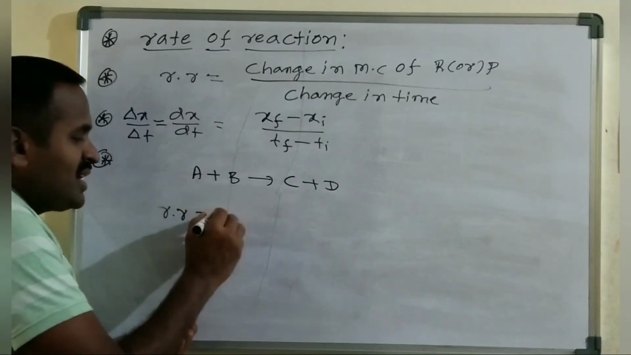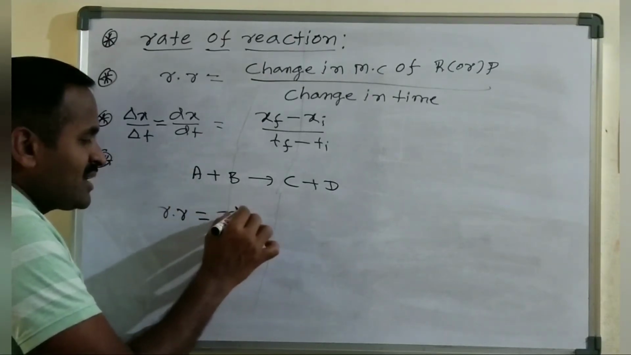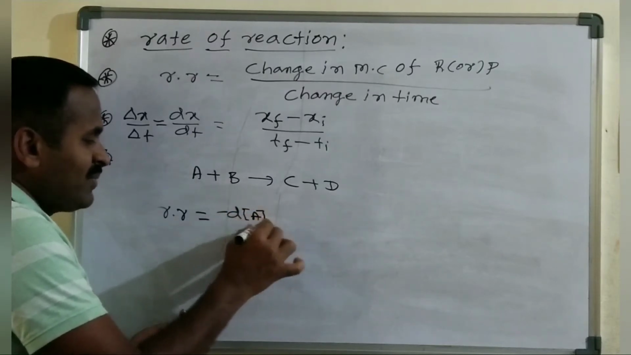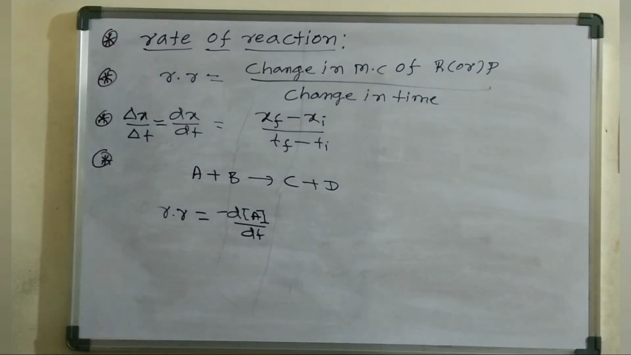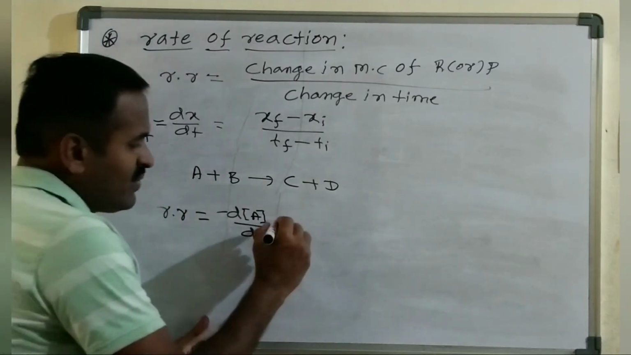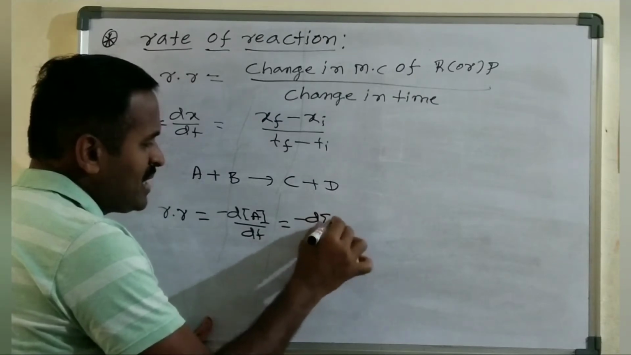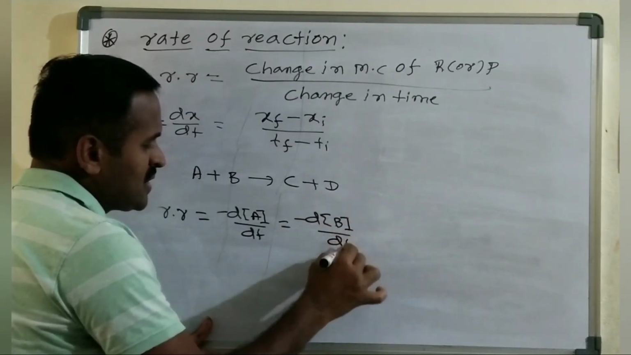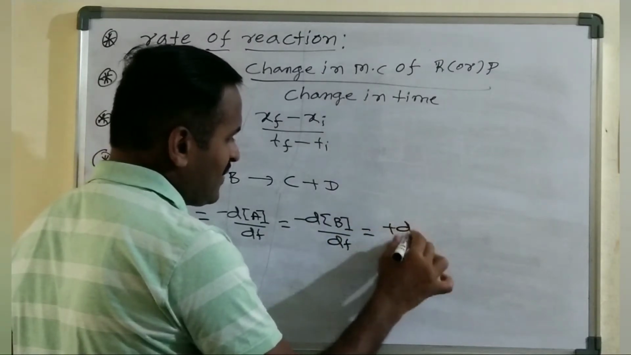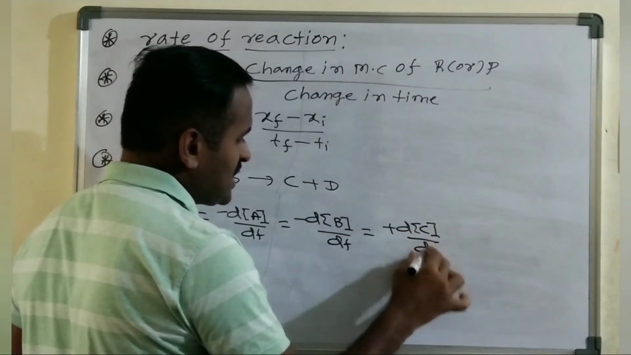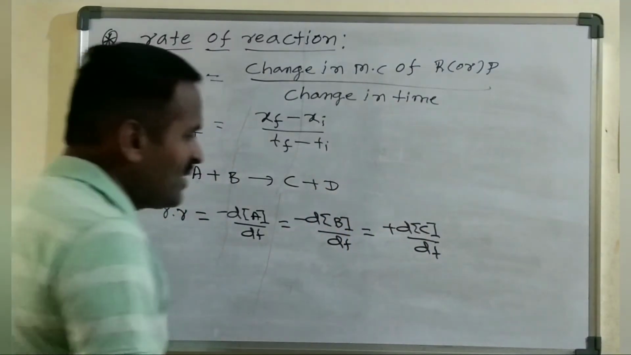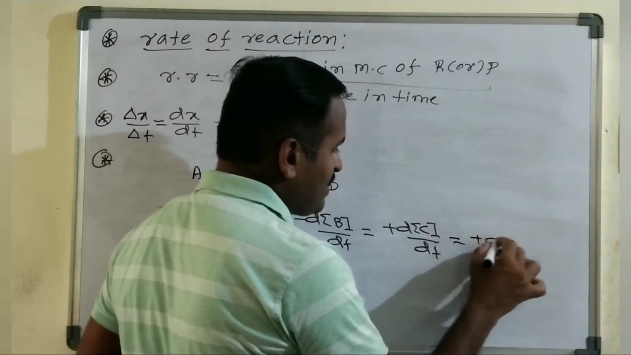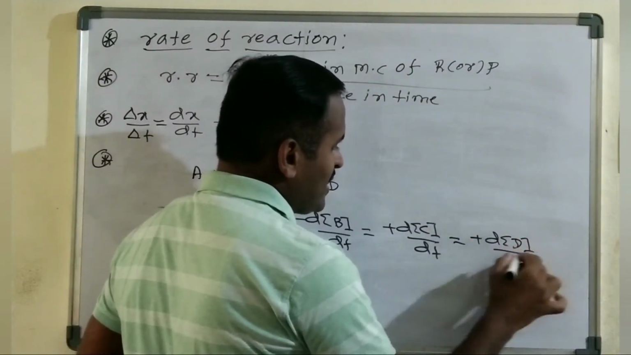The disappearance of A with respect to time, I can write as minus d of A divided by dt. Why have I written this minus sign? The minus sign indicates that there is a decrease in the molar concentration of reactant A. In the same way, minus d of B divided by dt, and plus d of C divided by dt. The plus sign is for the products, whose molar concentration increases as the reaction proceeds, so plus d of D divided by dt.